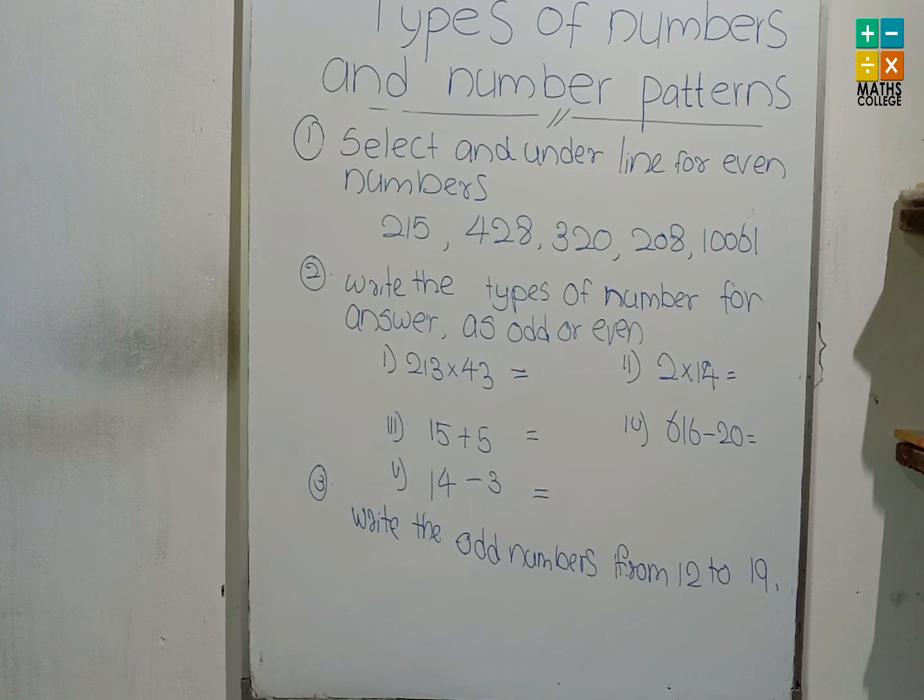According to our previous knowledge, when multiplying even numbers or odd numbers, what is the type of the answer, odd number or even number? Okay. Then question number 3, write the odd numbers from 12 to 19. You have to write the odd numbers from 12 to 19.